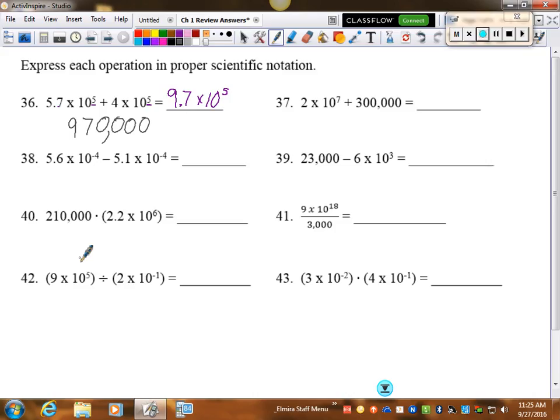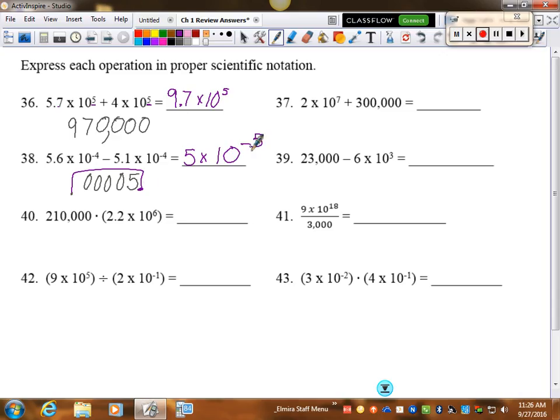So 5.6 times 10 caret negative 4 minus 5.1 times 10 caret negative 4. And the calculator says 0.00005. So I will then put that into scientific notation by putting a new decimal after the first regular number. So that's 5 times 10 to the negative 1, 2, 3, 4, 5th power.